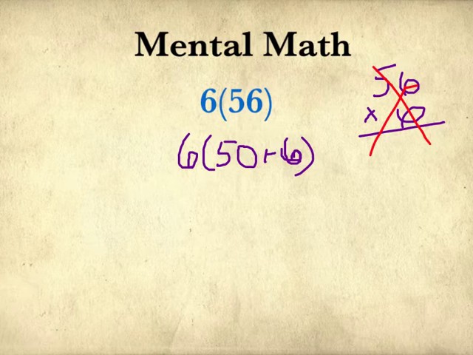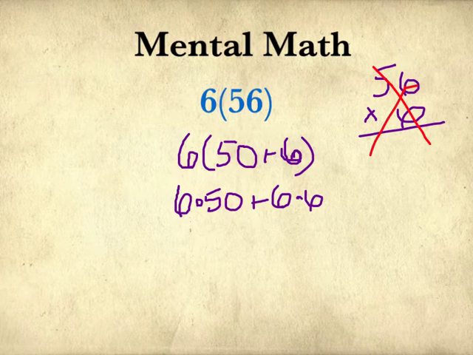Okay. Because now we know how to do 6 times 50. That's 6 times 5 with a 0 on the end. And we know how to do 6 times 6 because that's a smaller number. So when we are doing all of these multiplications, we want to write them down. So we're going to do 6 times 50 because we're distributing into our parentheses plus 6 times 6. So all I did was I took the 6 on the outside and distributed it to 50, and the 6 on the outside and distributed to 6.